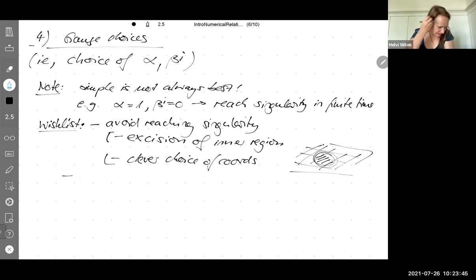The other thing that's important, especially given the discussion that we just had, is that the evolution equations, together with our gauge choices, form a well-posed initial value problem.